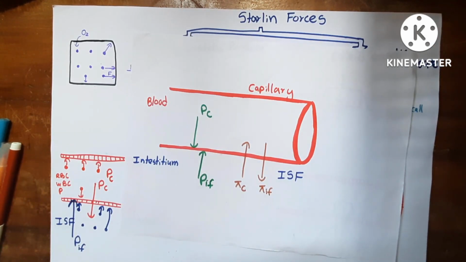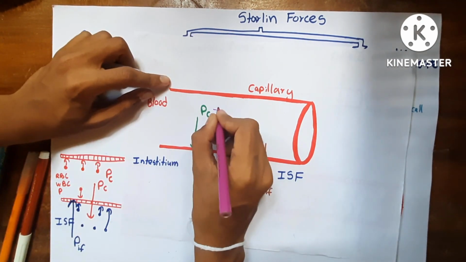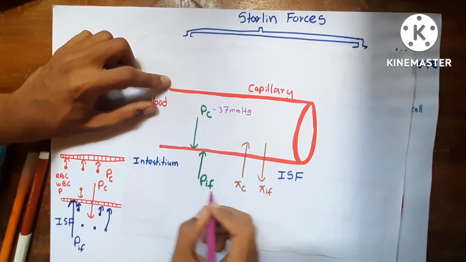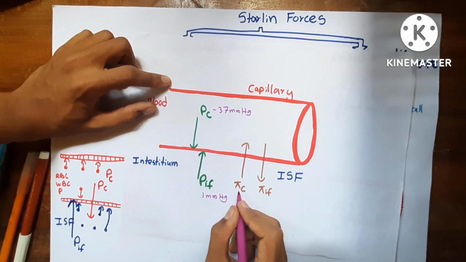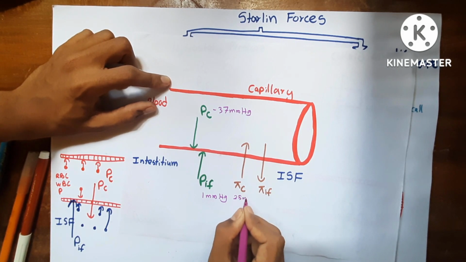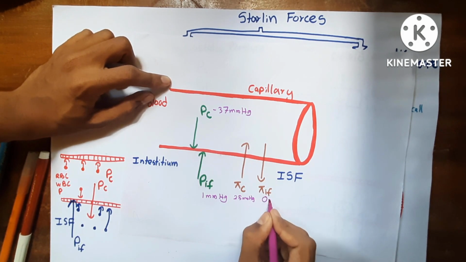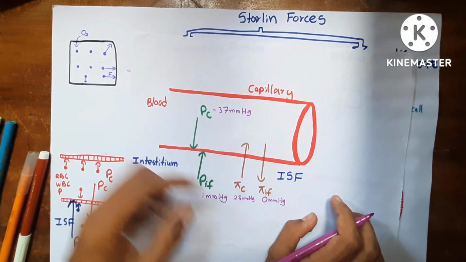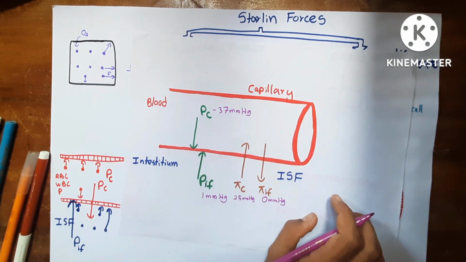Okay. Now I am going to add the values for these pressures. First, the hydrostatic pressure is 37 millimeters of mercury at the arterial end. And at the arterial end, the interstitial pressure is 1 millimeter of mercury. At the arterial end, the colloid oncotic pressure of the capillary is 25 millimeters of mercury. And this pressure, you can say, is 0, because I already said there is no pressure, but we add it for completeness. There are two forces, so there should be another couple of forces. Therefore, this is 0 millimeters of mercury.